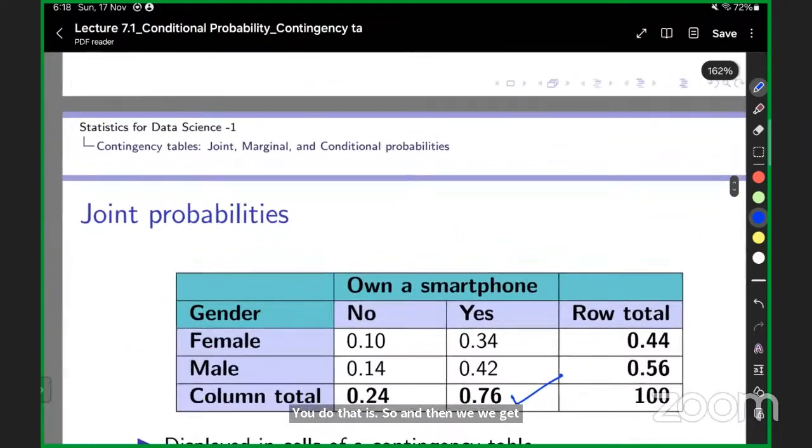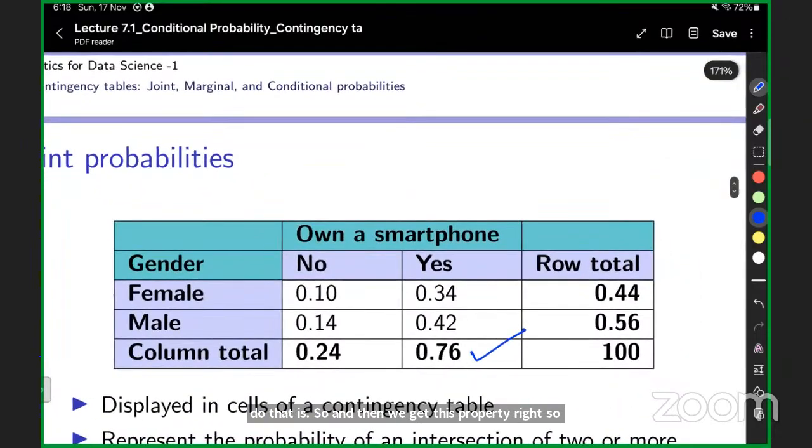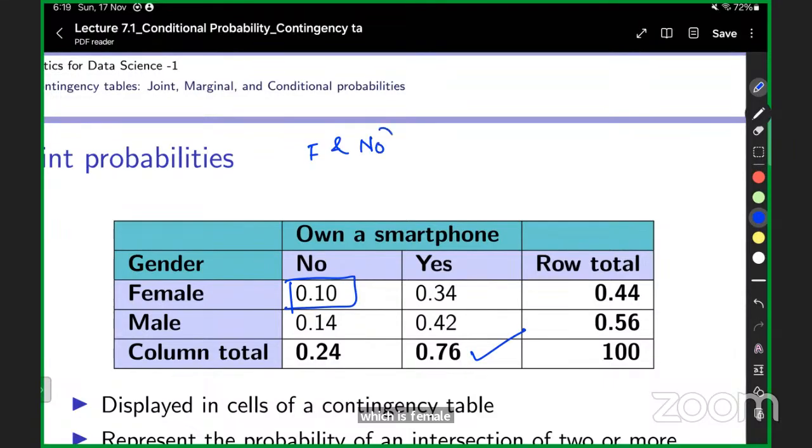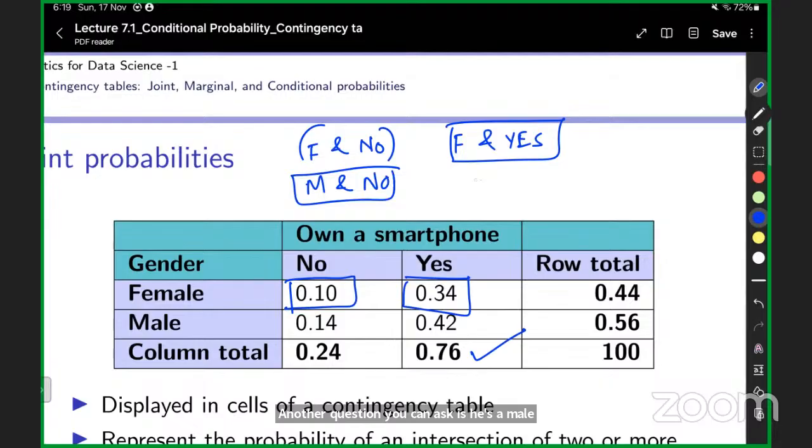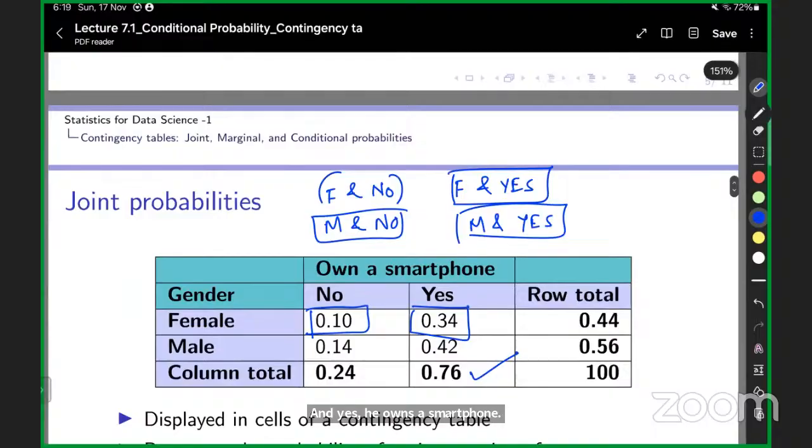So now there are four kinds of questions you can ask. One is female and not owning a smartphone. Another question: female, yes, and owns a smartphone. Another question you can ask is, he's a male and not owning a smartphone. And the final one is male, and yes, he owns a smartphone. So these are the four questions we asked just now.